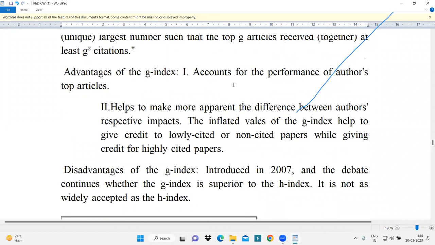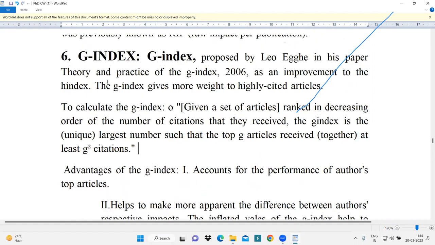So what is the advantage of the G index? It accounts for the performance of an author's top articles. The G index was developed by this scientist in 2006. He wanted to improve the H index. The H index means the author's productivity: the number of citations received and the number of articles, and when they match, that is the H index. Now for the G index, given a set of articles, suppose an author has 10 articles, they are arranged in decreasing order of number of citations.